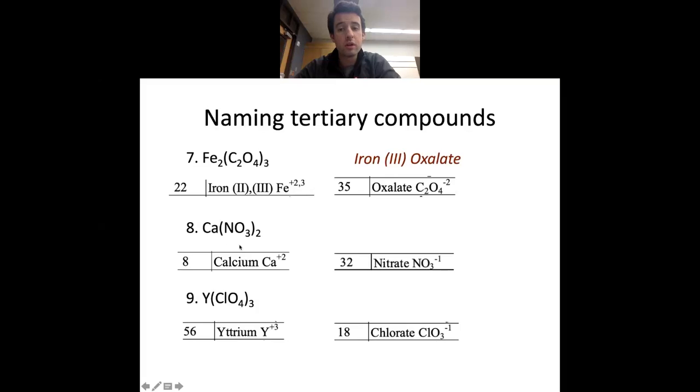Cool. For the second one, very simple here. It's just calcium nitrate. There's nothing really else to figure out. We know calcium doesn't have more than 1 charge, so we don't have to do Roman numeral. Just write the name of the metal, the name of the nonmetal. Kind of easy. And then for the last one, same thing.